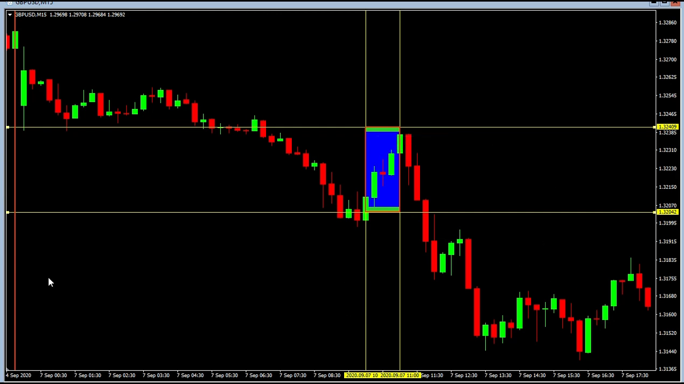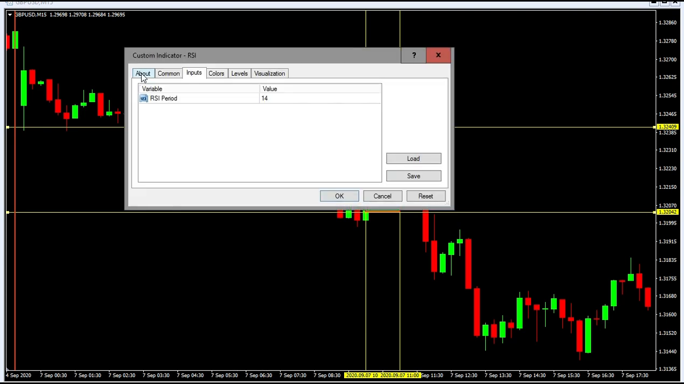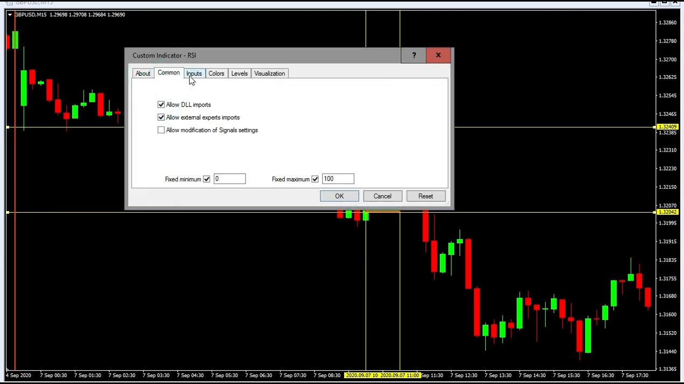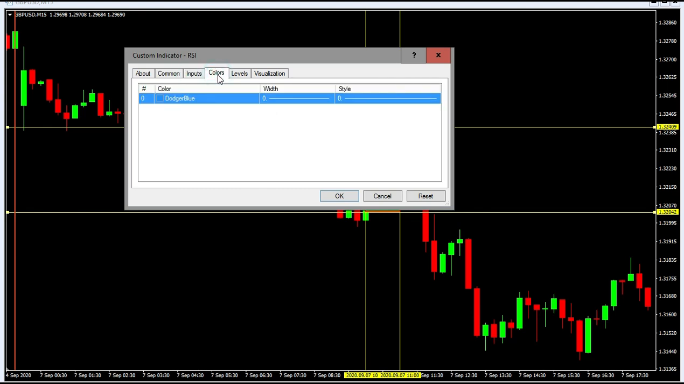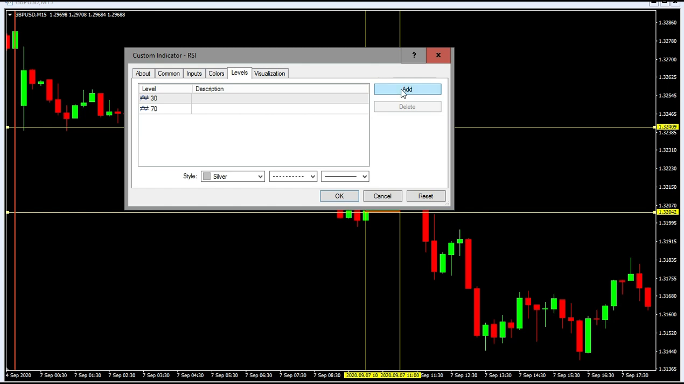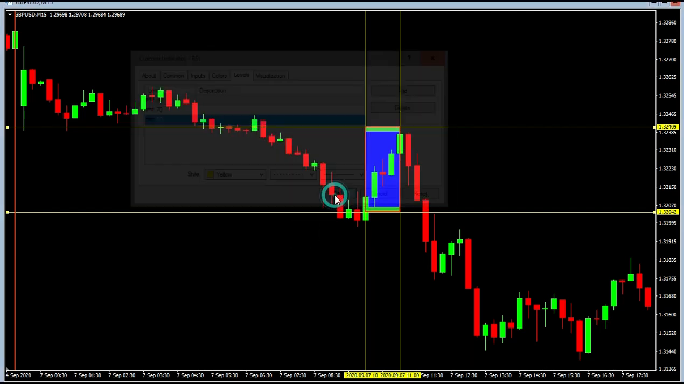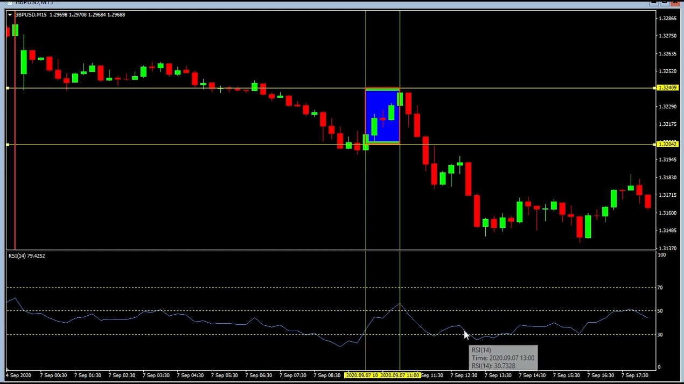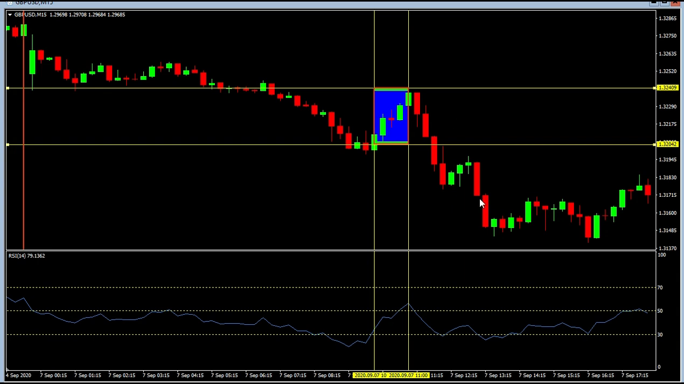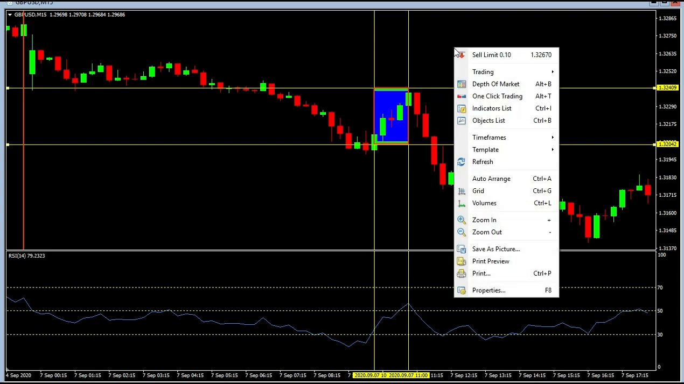Okay, now this is how we will set up our chart. Now to find the direction, we also need the RSI. So I'm going to plot the RSI here, and the input is 14, colors blue. For levels, I have to add one more level, which is level 50, and I'll give it the color yellow and say OK. You see the RSI is here now.